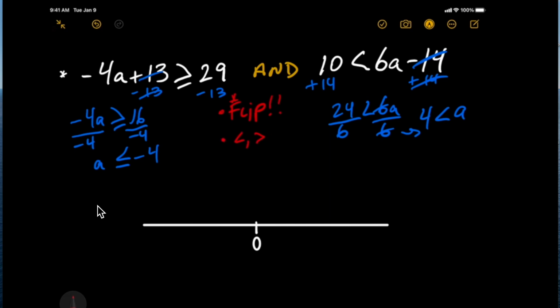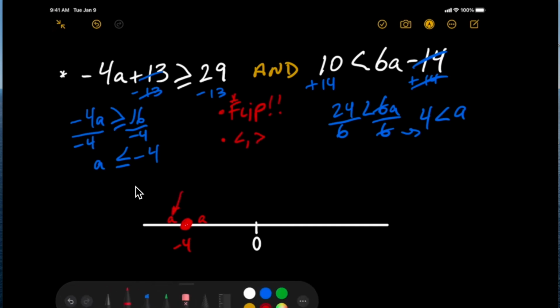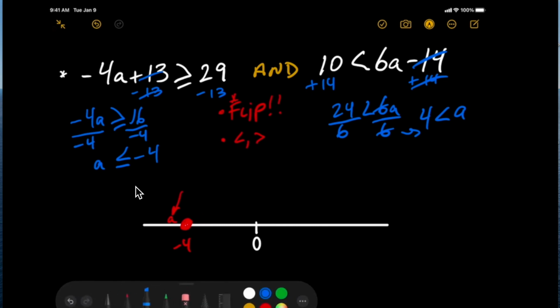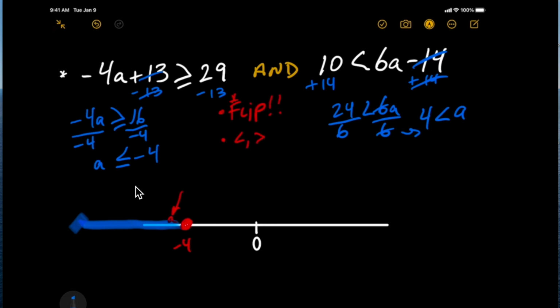Okay, let's go to -4. We're going to put a closed circle at -4 because there's a less than or equal to sign. We're going to put a little miniature a on either side of the circle. We're going to go to the expression. They're looking for a region where a is less than or equal to -4. This miniature a is less than -4. We're going to discard the other one and we're going to shade over here.